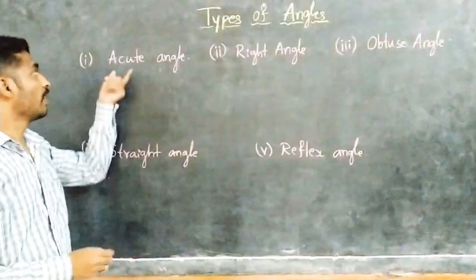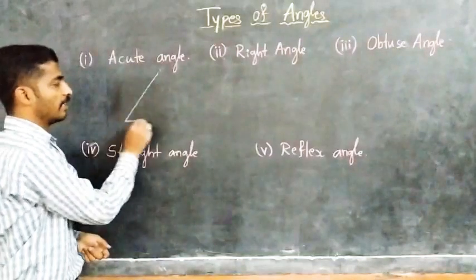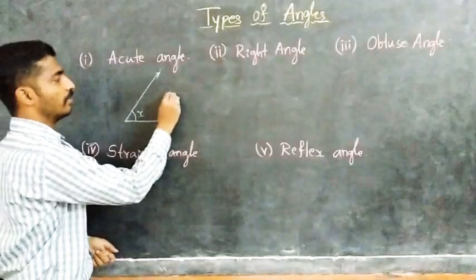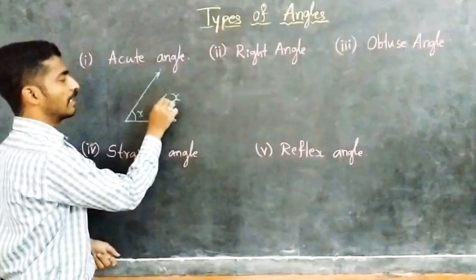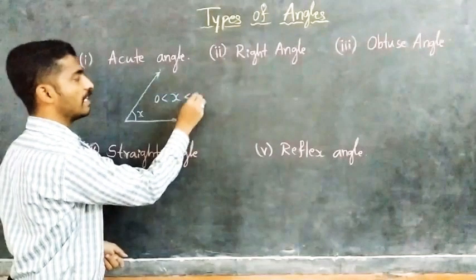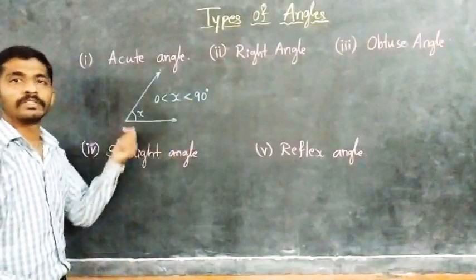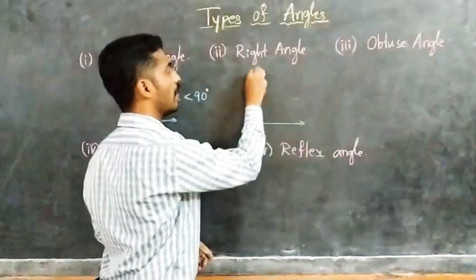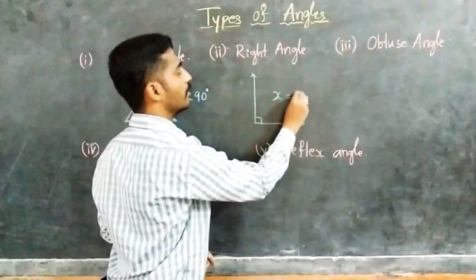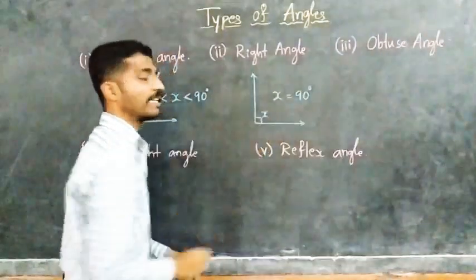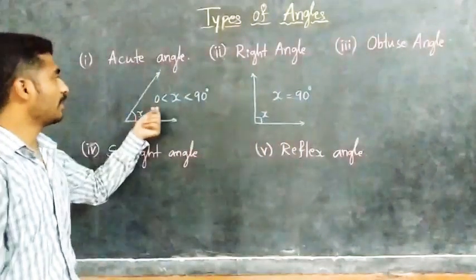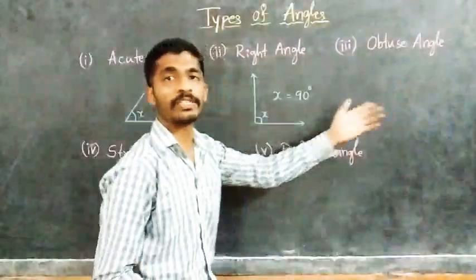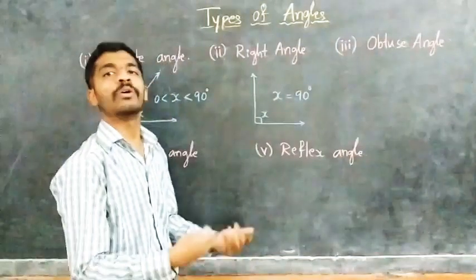The next concept, types of angles. This is also basic. Acute angle: where do we get the acute angle? The angle which is less than 90 degrees. We can write it as greater than 0 and less than 90 degrees. This is our acute angle. Next, right angle, which is exactly equal to 90 degrees. If I take it as x, then x equals 90 degrees. Here acute is less than 90, here exactly 90.